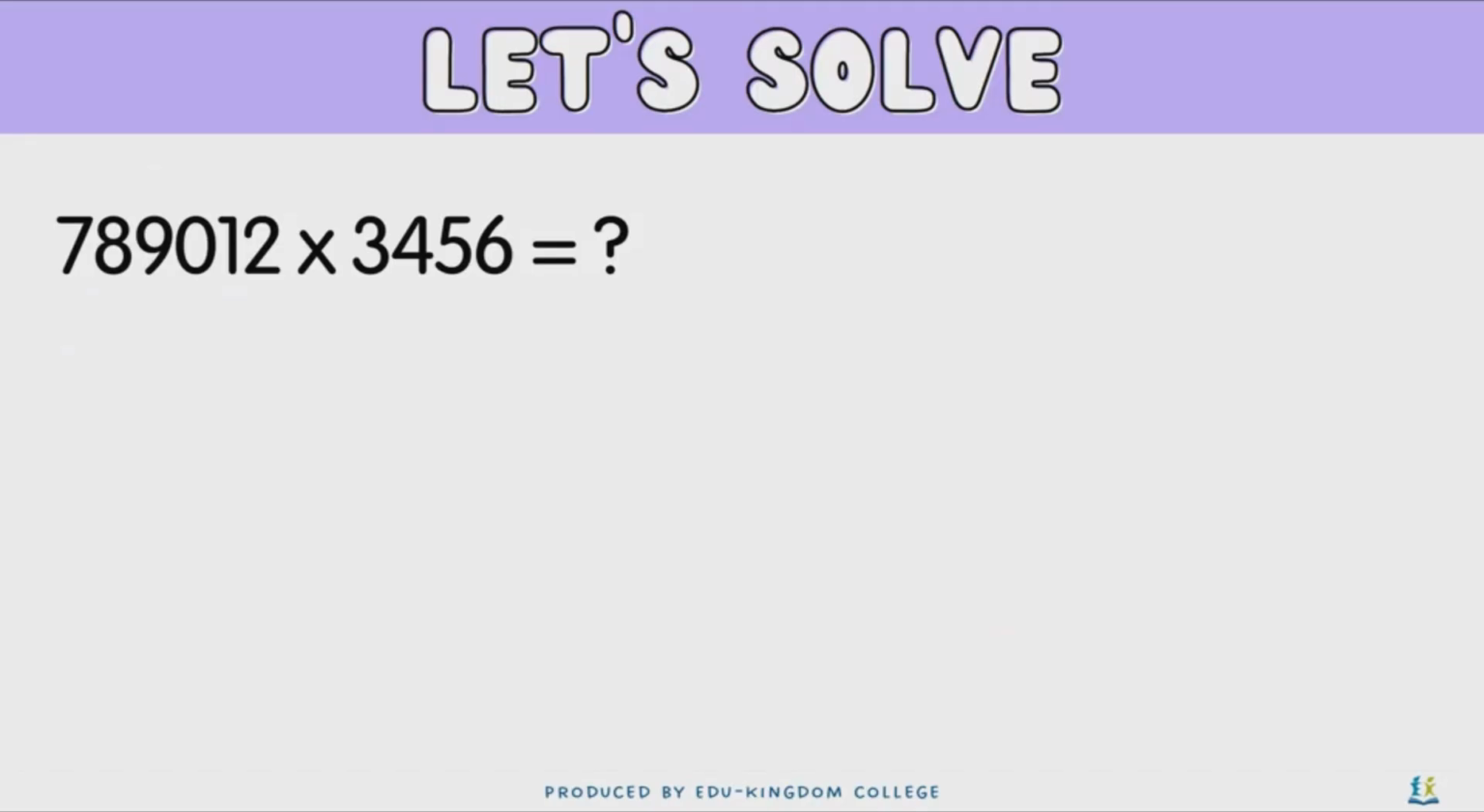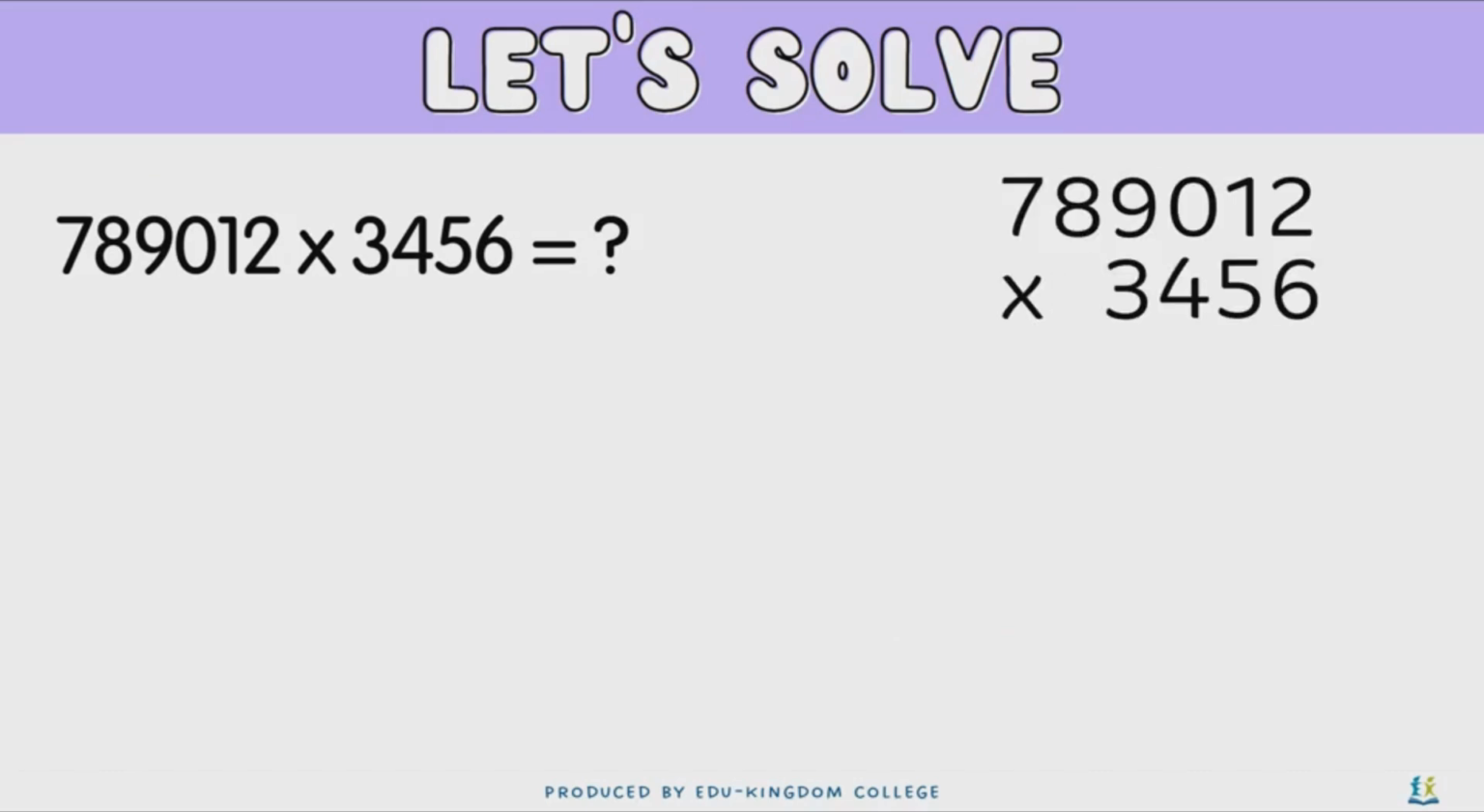789,012 times by 3,456. It's going to be quite a few steps, so let's work along together. First, we put it into the column with the line over there. If you want, you can have a go at this question by yourself right now, because I'm going to go through quite fast, because we should be able to do it by now. So pause the video if you want to have a go at it.